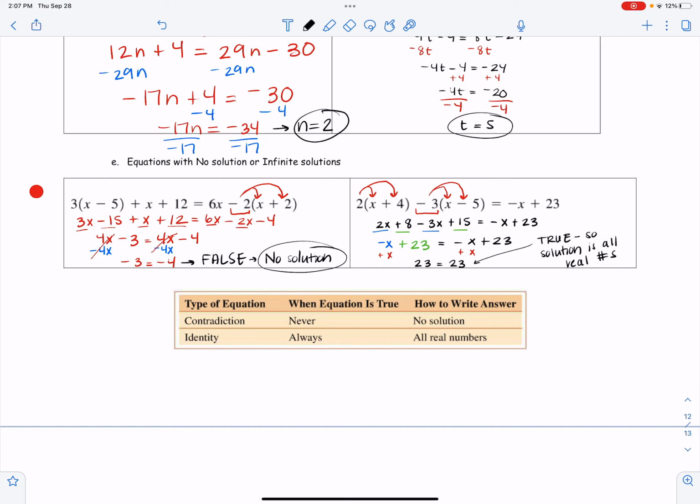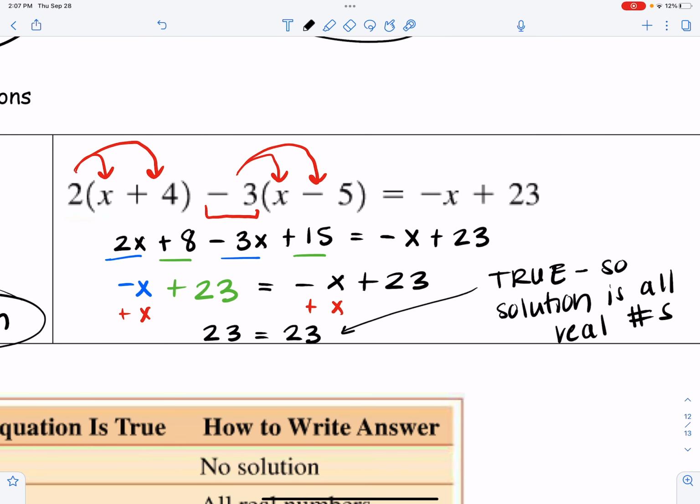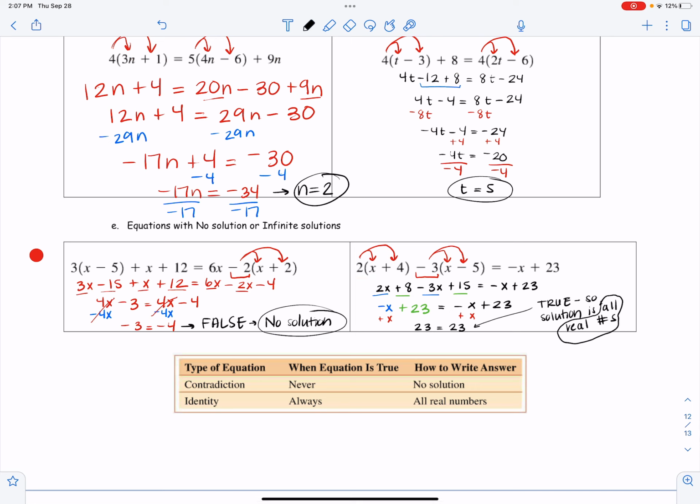And the other extreme is when you're working through, your variable goes away, but you end up with a true statement. 23 always equals 23. That means this equation will always work. And so the solution here is all real numbers. That means there's an infinite number of solutions to that equation.